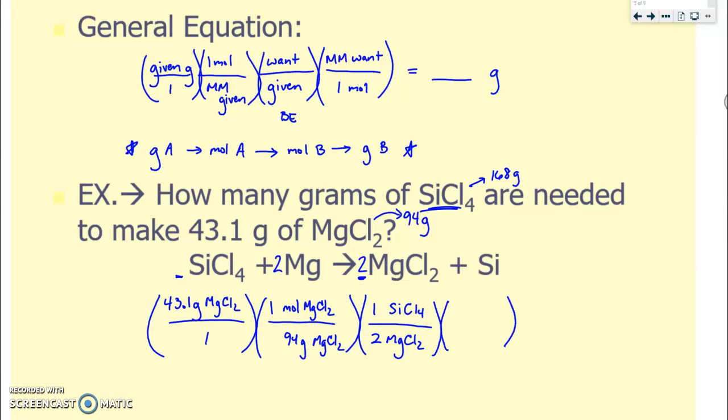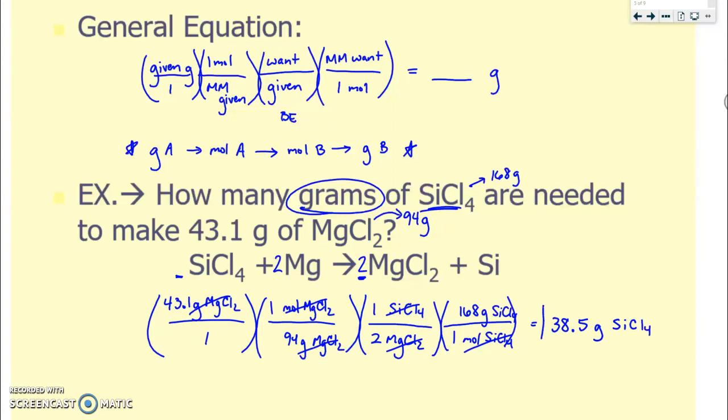And then finally, my answer needs to be grams of my silicon tetrachloride. So I'm going to put its molar mass on top over 1 mole. These do take some practice. Okay, and then if you want, you can cross out your units that you don't need anymore. And you'll notice that you're left with exactly what you're looking for, the grams of the SiCl4. So you go through, you do the math, and you should end up getting, once you round for sig figs, very close to about 38.5 grams of the SiCl4.